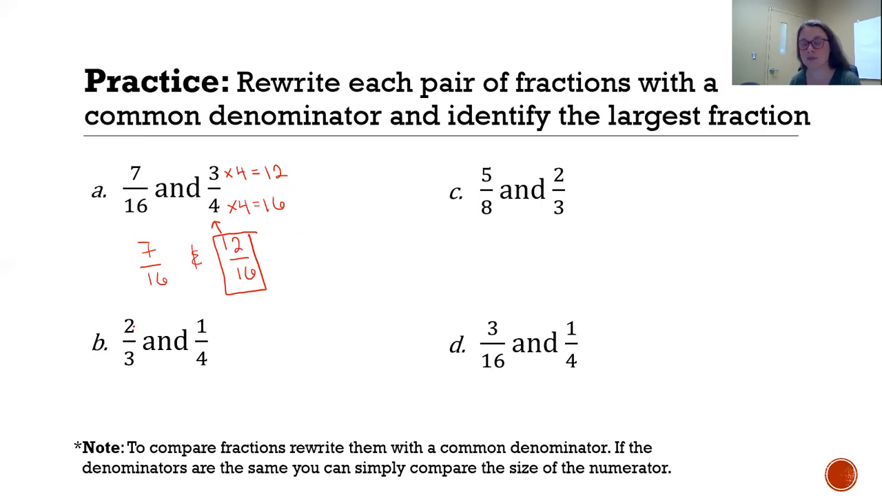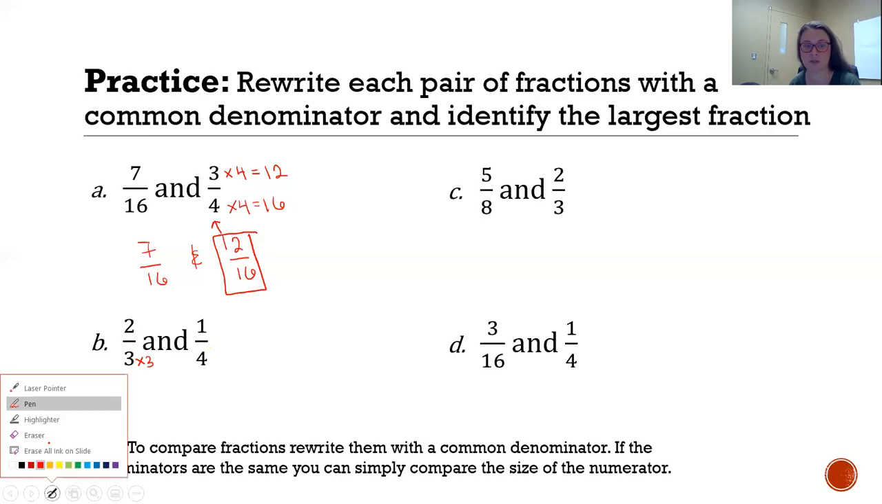Let's look at B. B is another good example. We have 2/3 and 1/4. We need to write those with the same denominator. This is going to be really important when we get to adding and subtracting fractions. So you need to make sure you know how to do this piece. Now, I can't do 3 times something to get 4. And I can't do 4 times something or divide by something to get 3. So one of the easy tricks to use is we're going to take the denominator from this one and we're going to multiply it over here.